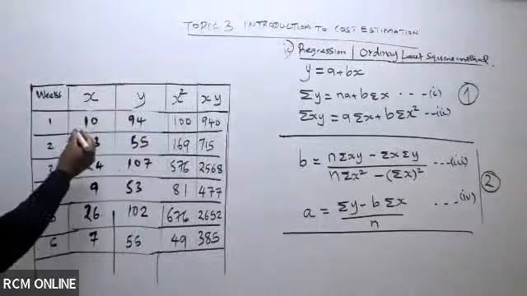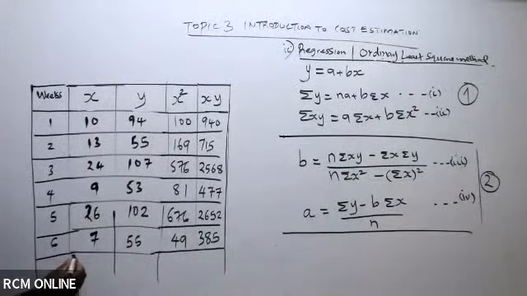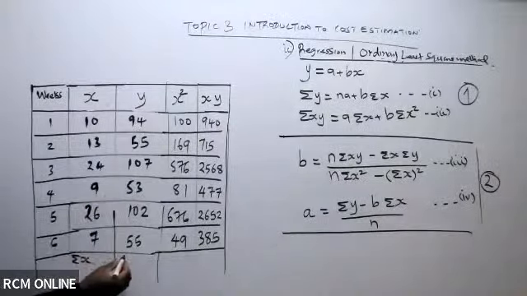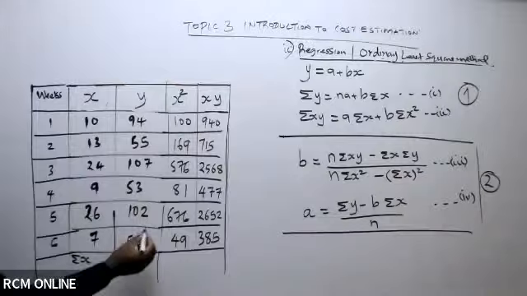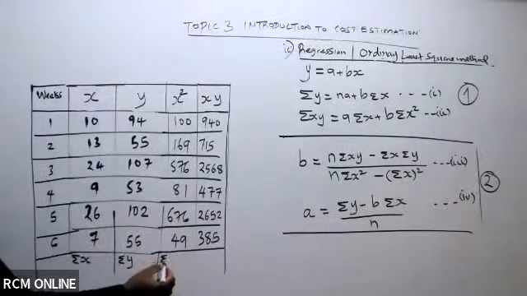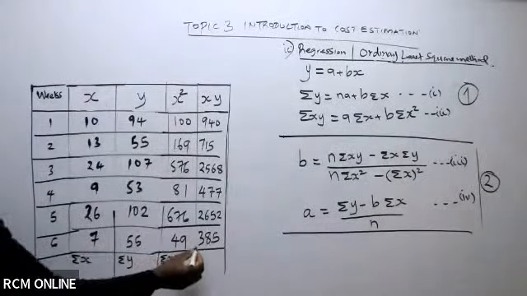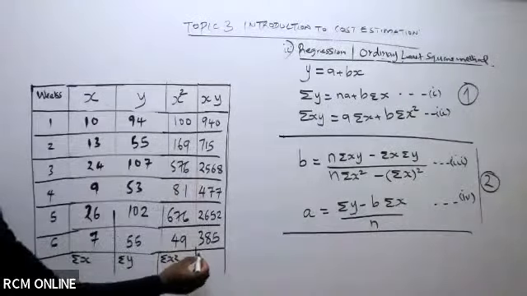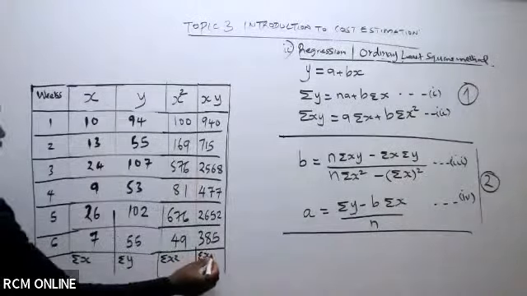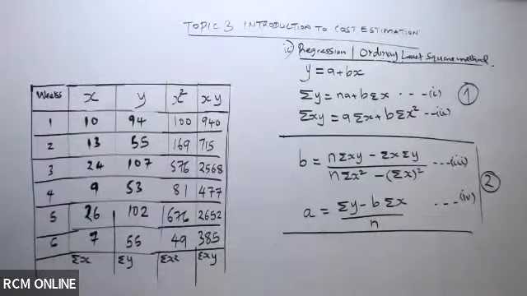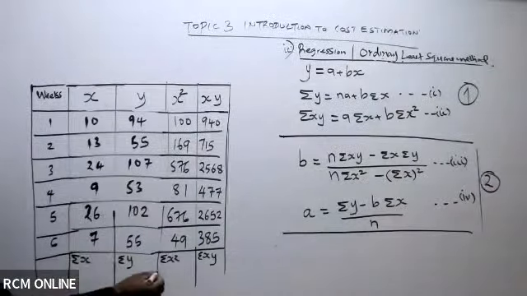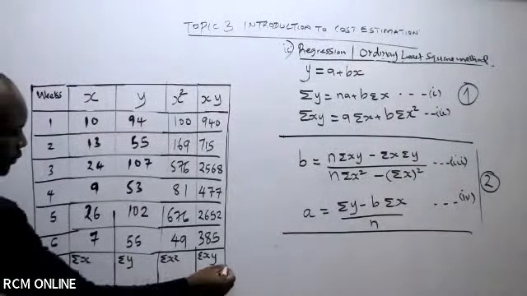When I add x together, I'll be getting summation of x. When I add y, summation of y. When I add x squared, summation of x squared. xy, summation of xy. Can you now give me the total? I believe that space is still enough for us to get these items.